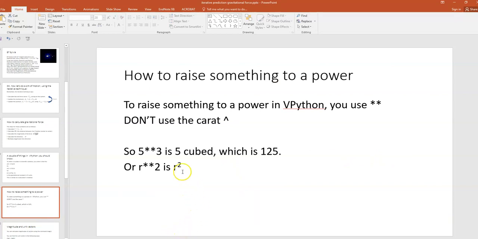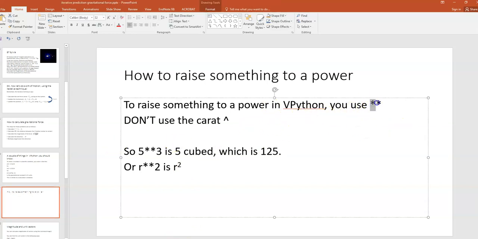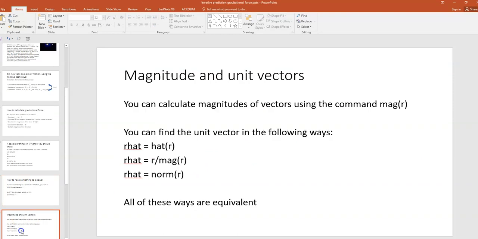And remember, this is tricky to remember, and I apologize, but this is just how it is. If you're raising something to a power in VPython, you use two asterisks like this. You don't use the caret symbol, okay? So 5**3 is 5 cubed, right? Or r**2, that's r squared, all right?